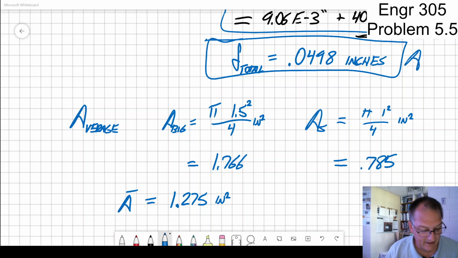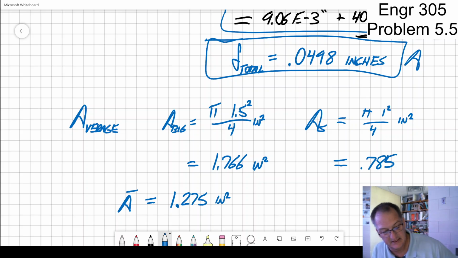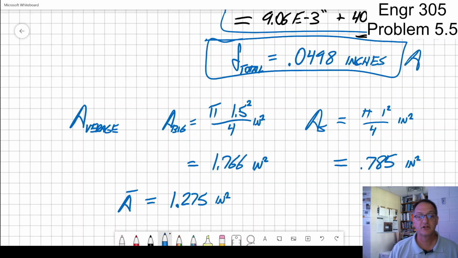So there we go. I did the calculation. I got the area of the big is 1.76 inches squared. Area of the small is 0.785 inches squared. So the average area is 1.275. If I'm going to keep the weight the same, that's going to be my area for the whole thing.